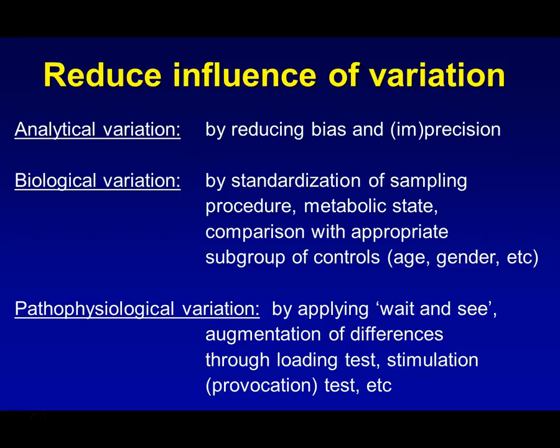How can we reduce the influence of variation? If we reduce the bias and imprecision, we can reduce the analytical variation. Biological variation reduction is a bit more difficult. It can be performed by standardization of sampling procedures and the metabolic state, for example for glucose and triglycerides, we measure them in a fasting state, and it is also very important to compare them with the appropriate subgroup of controls, for example of the same age and same gender.